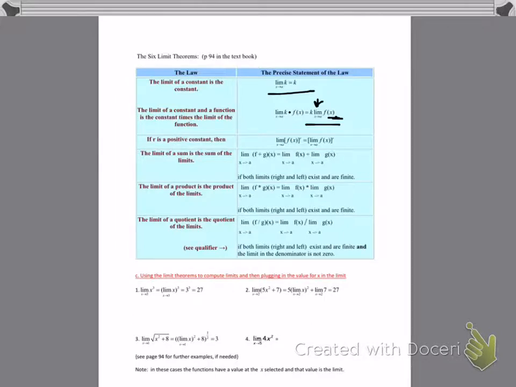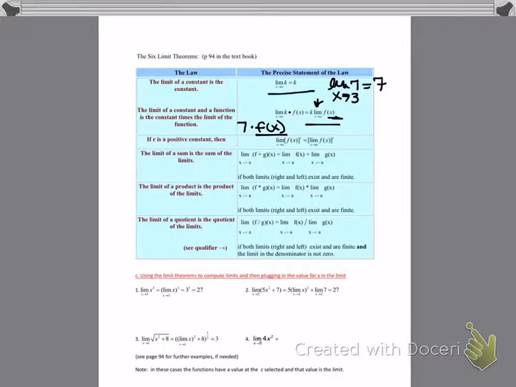A lot of these things are much clearer when you have an example. So for example, the limit of 7 as x approaches 3 is still going to be 7. Okay, so think about it: if your function is going to be 7 times some f of x, the limit of the complete function is going to be 7 times whatever the limit of f of x was.